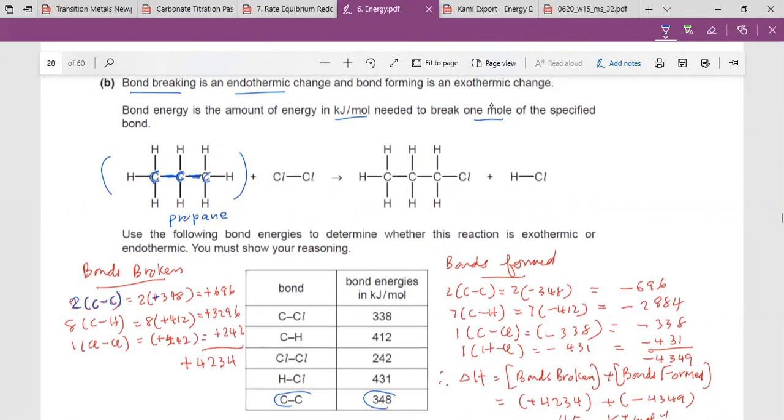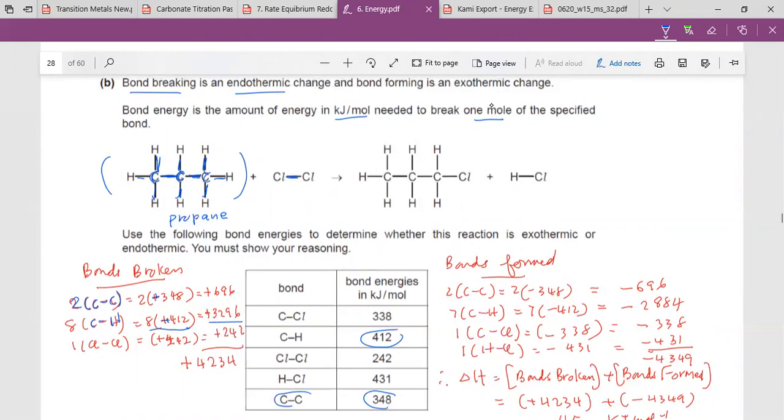What other bonds are broken? C-H bonds. 1 here, 2 here, 3, 4, 5, 6, 7 and 8. So 8 C-H bonds. The C-H bond is 412. So 8 times 412, positive, once you break the bonds.